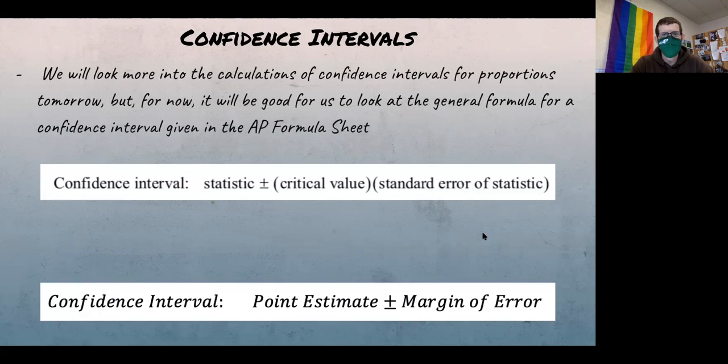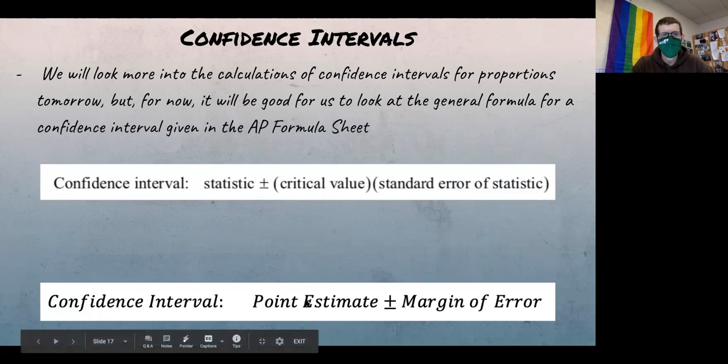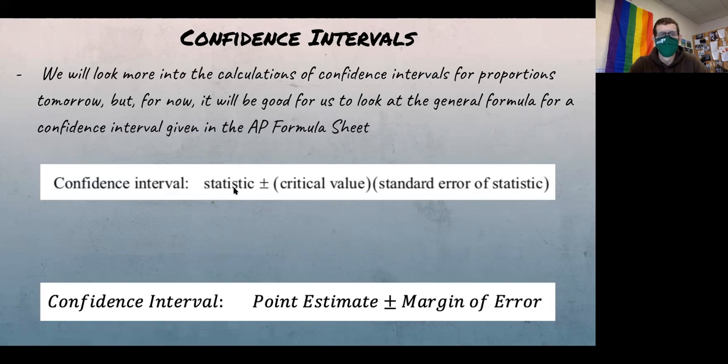So these are actually on your, well, this top one at least is on the AP formula sheet. And this is what we're going to be looking at starting tomorrow. So this is kind of a general way of thinking about it. You have your point estimate plus or minus your margin of error. So your point estimate is going to be whatever statistic you get from your data. So you might get a sample mean that you're going to use for your point statistic. And then you're going to figure out what's the confidence interval.